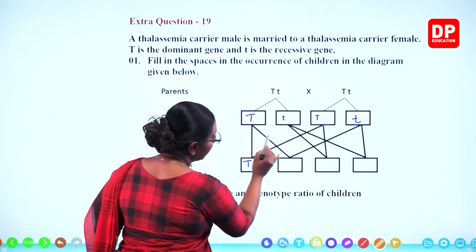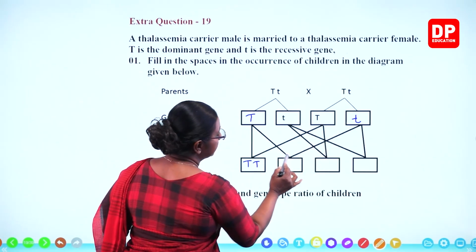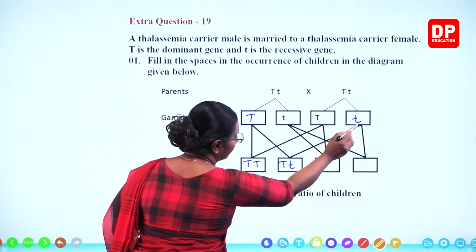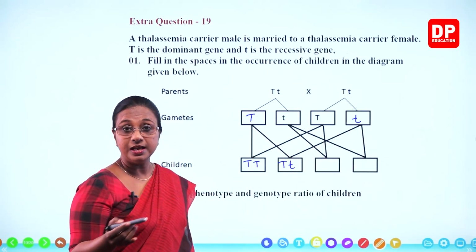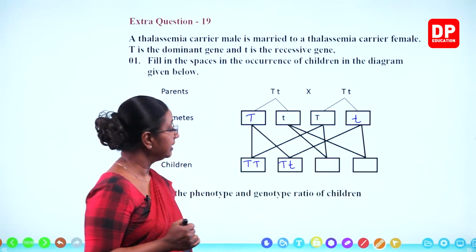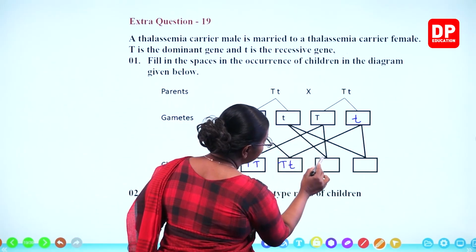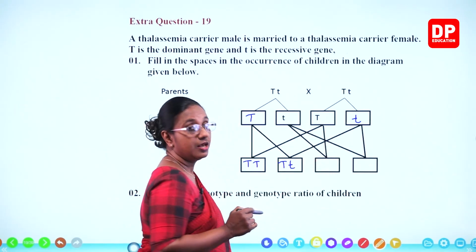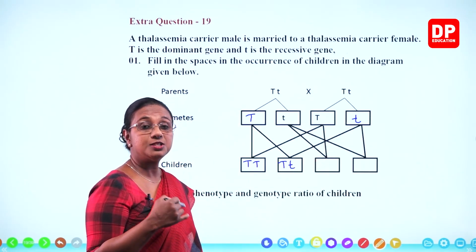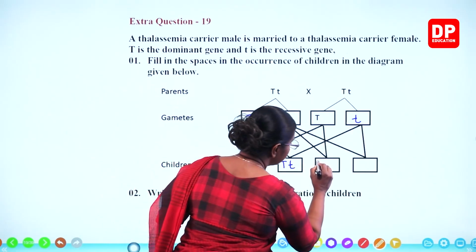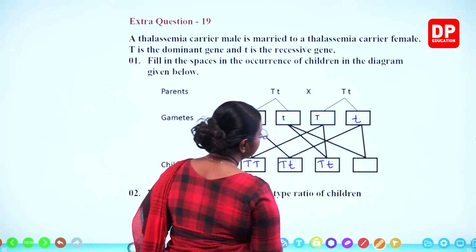Then this one, capital T and simple T from there. So capital T, simple T. You have to follow the lines. That's how we combine the gametes. Then here we have simple T combining with capital T. Although the simple T is first, when you write, you always write the capital letter first. So this is also going to be capital T, simple T.